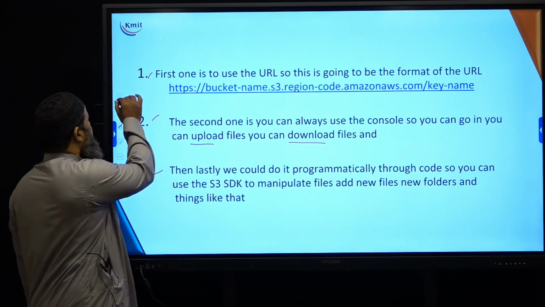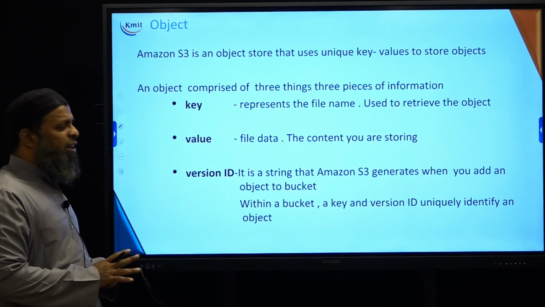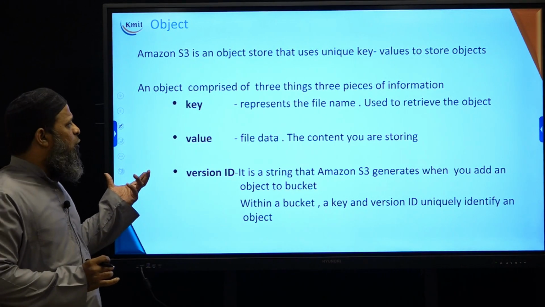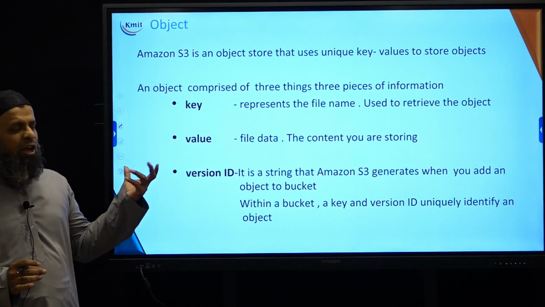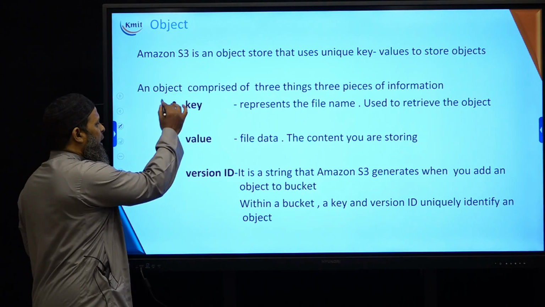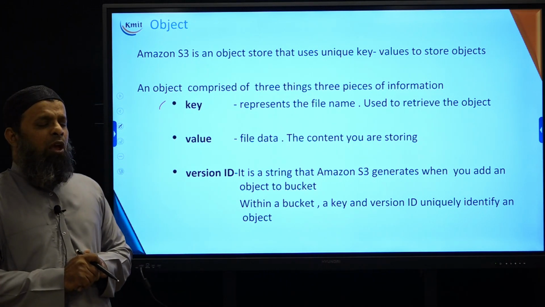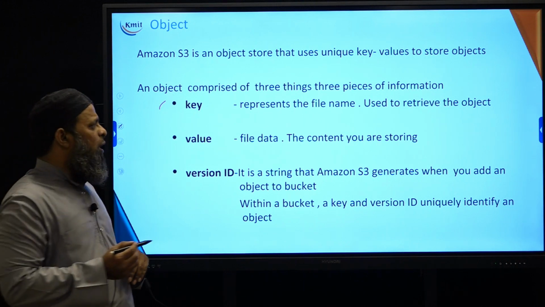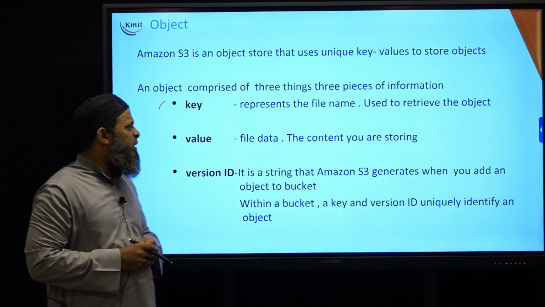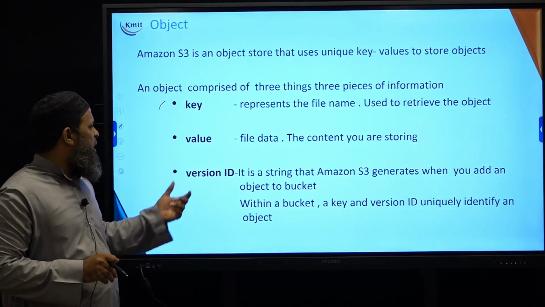So, next, what is an object? Every object will have three things. As we are going to store everything in the form of objects, it has a unique key and value. In an object we have three things. The first thing is a key. Key is nothing but the file name, the name of the file which you are going to store, and whatever name you give will be the key, which is used to retrieve the object. Second is the actual content of the file, what is there in that file, that is called the value.